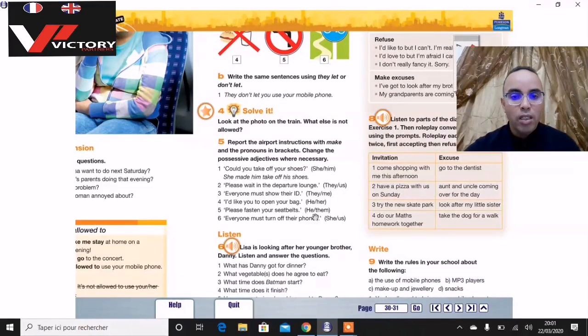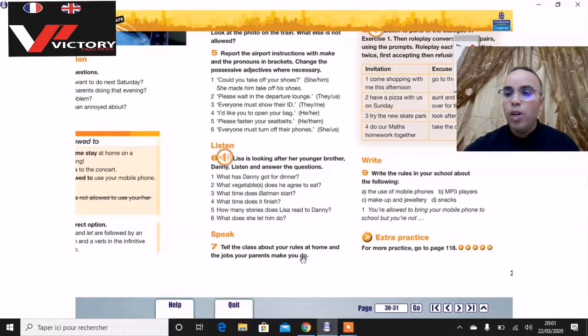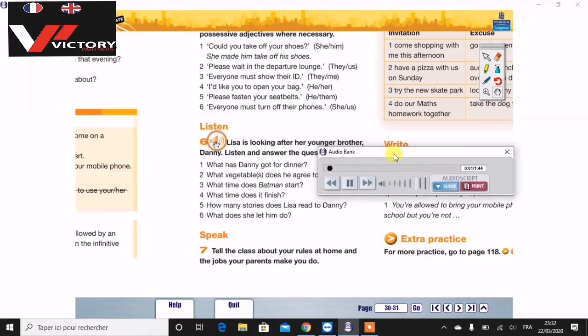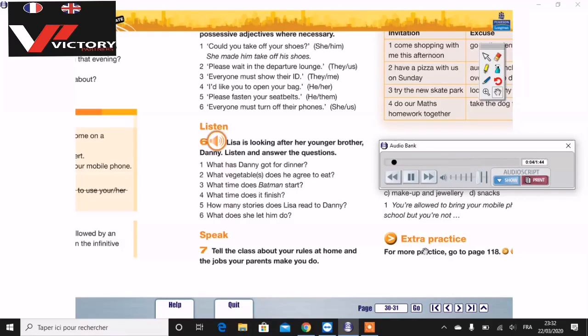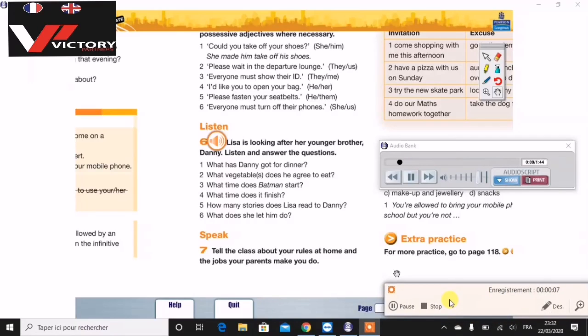Try to do the same thing for the other sentences, number 2, 3, 4, 5, and 6. And now we will move to listening activities. You are going to listen to Lisa, who is looking after her young brother Danny. Looking after here means taking care. And answer the questions you have got here. Lisa is looking after her younger brother Danny. Listen and answer the questions.